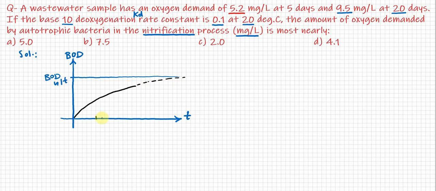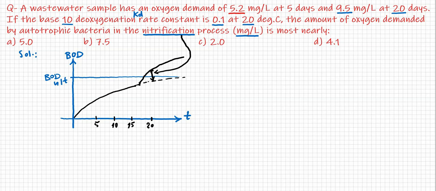So let's say here is our 5 days BOD, 10 days, 15 days, and 20 days biochemical oxygen demand. At a certain point of time, here for example, there will be an addition to the growth of the BOD exerted by the autotrophic bacteria in the nitrification process. And this will make a jump in the curve like this. So any addition here to the growth curve will be due to the nitrification process.